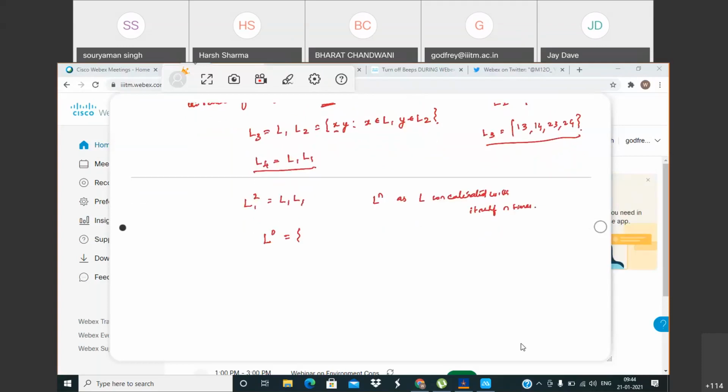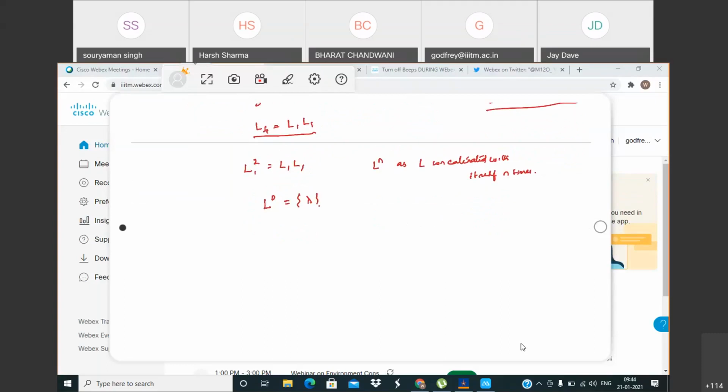So now what's going to be L power 0? L power 0 is going to be lambda. Now similarly, what is L power 1? L is a language, L power 0 is lambda, and L power 1 is going to be L for every language.